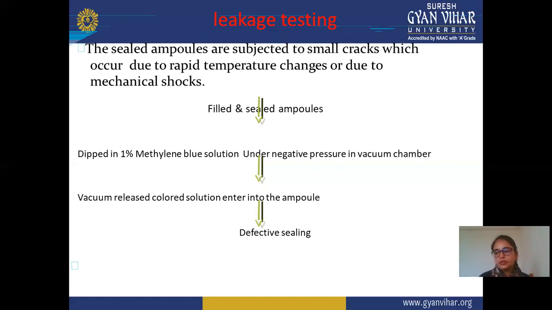During this, there may be color that passes or enters the container from the 1% methylene blue solution. If no color is present or enters your formulation, then you can say that there is no leakage in your formulation or the ampoule. If color has entered, or your formulation gets color due to this 1% methylene blue solution, then there is a leakage, or holes, or breakage present in your container. So this test is performed with this 1% methylene blue.